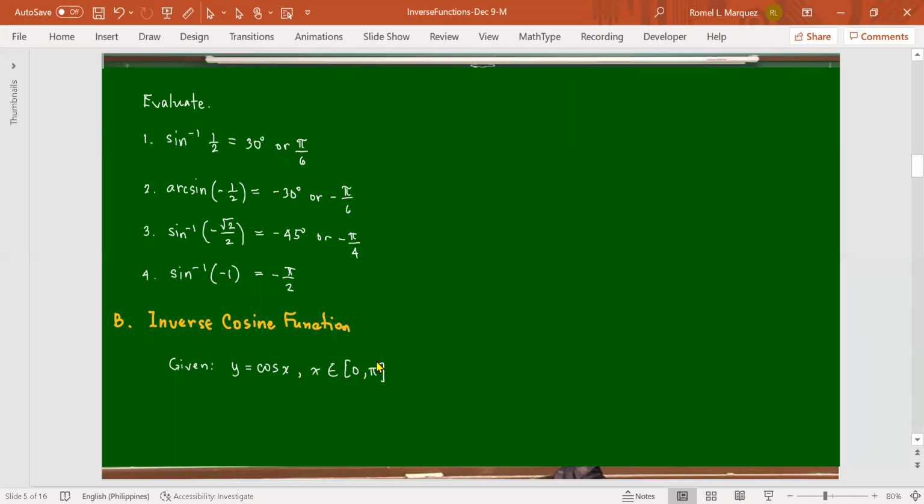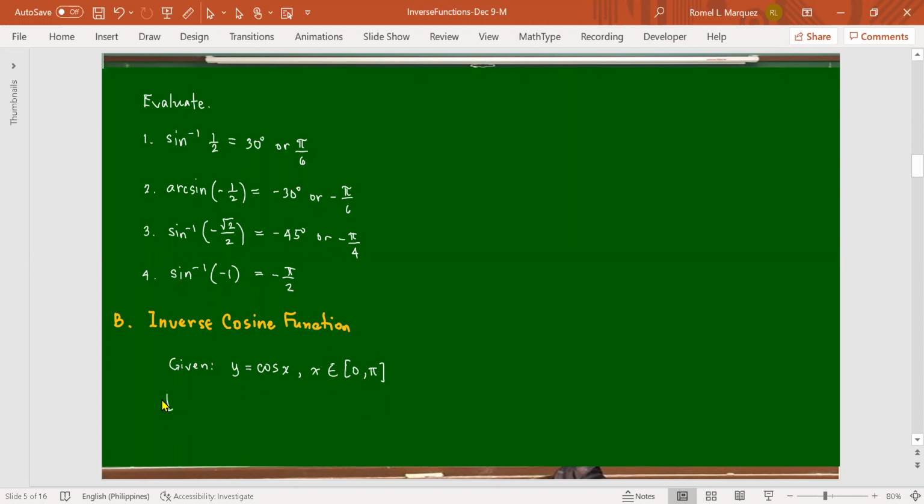I think all authors of trigonometry books agree on this interval. But of course, you can have any other interval so that it becomes 1-to-1. But this is what is used. Okay? It is the conventional one. 0 to pi, first quadrant and second quadrant. So if you draw the graph of y equals cosine x on this interval, it is 1-to-1.